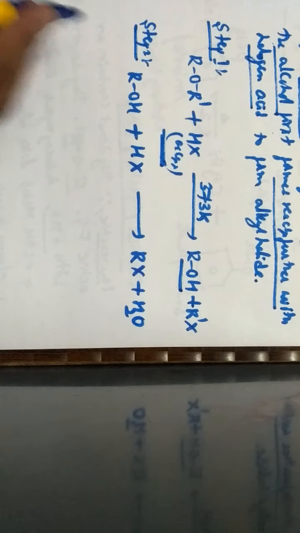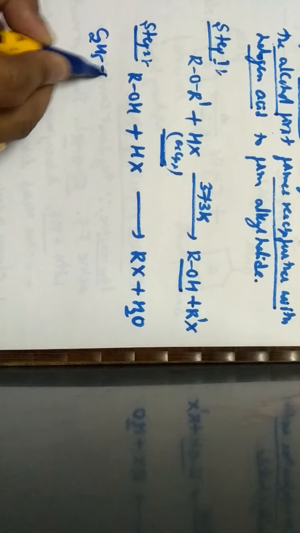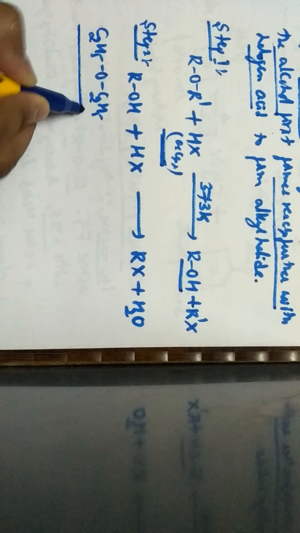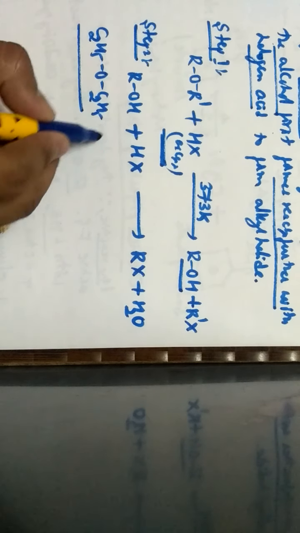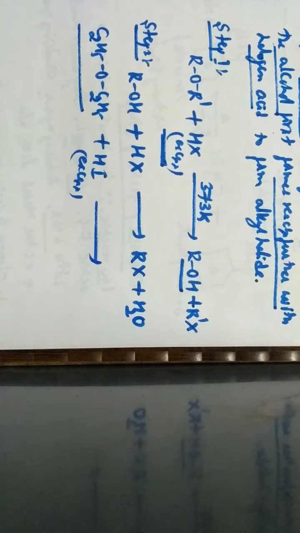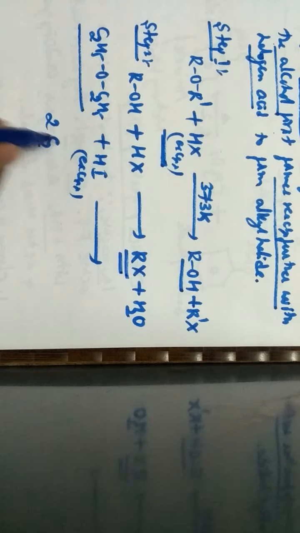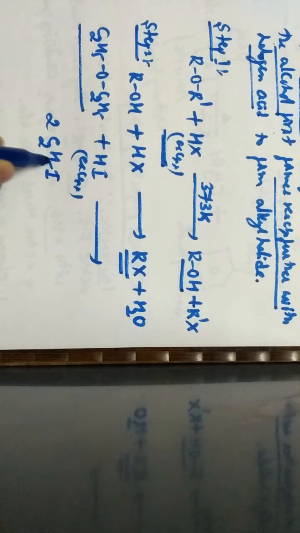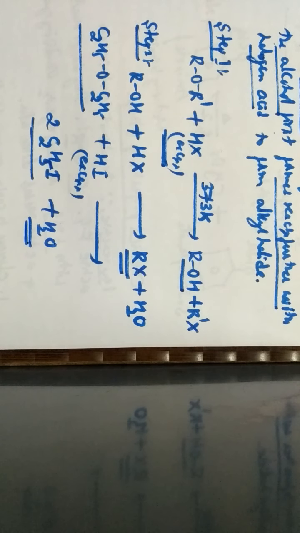Suppose I write a particular reaction for this: when C2H5-O-C2H5, which is nothing but diethyl ether, is made to react with hydrogen iodide taken in excess, we know what we get: alkyl halide. So directly I can write it as 2 moles of C2H5I, which is nothing but ethyl iodide, along with the formation of a water molecule. So this is the method of how a chemical reaction takes place when an excess amount of halogen acid is involved in a reaction.